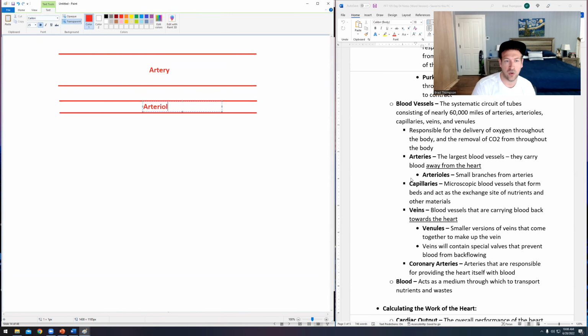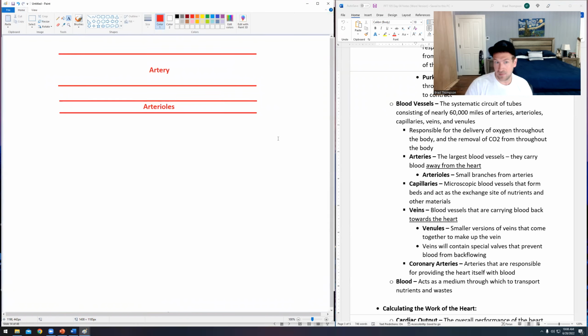Remember yesterday we had our bronchi and then our bronchioles. Same naming system here, right? Arteries are big, arterioles are slightly smaller. And while I'm at it, I'm going to make this wall a little bit thicker. That is an important part of this. Let's make that wall thicker as well. So there's our thick wall there. Then we've got arteries, we've got arterioles, right?